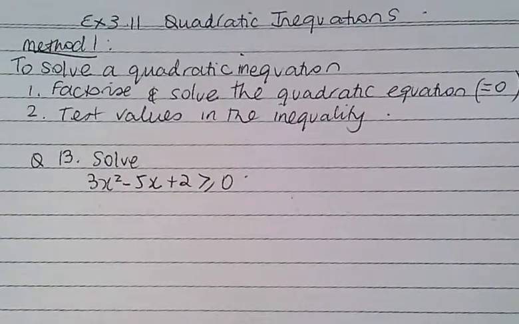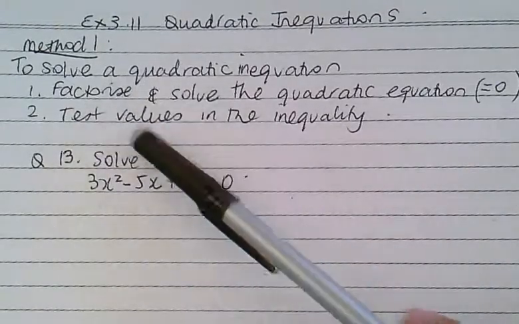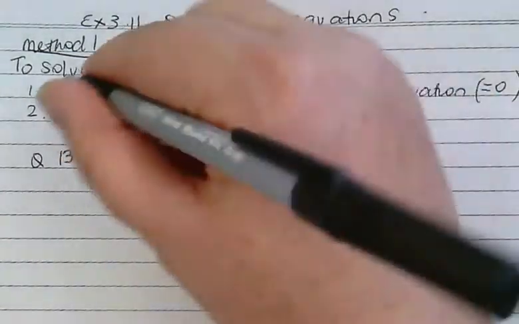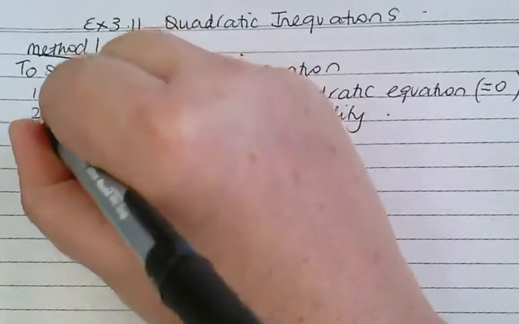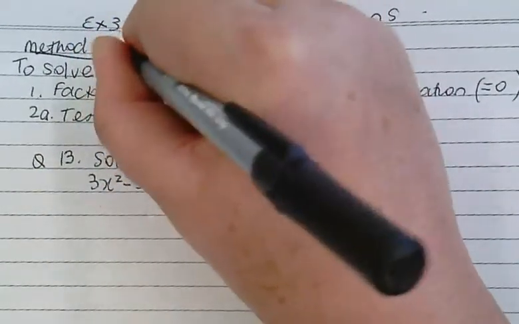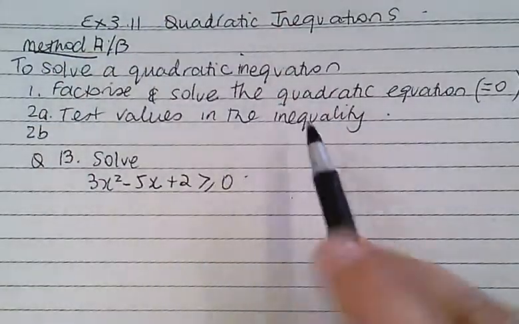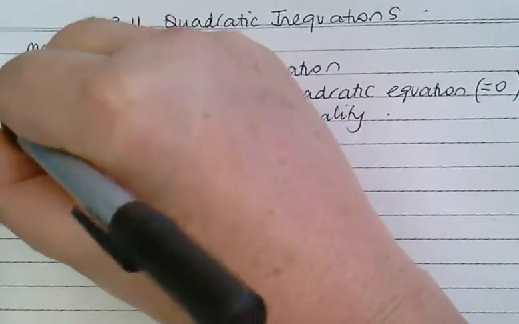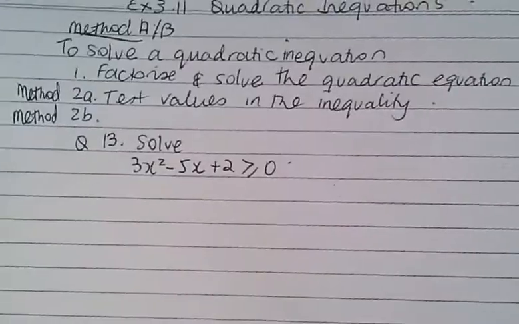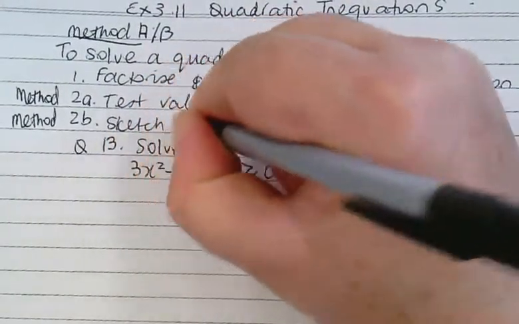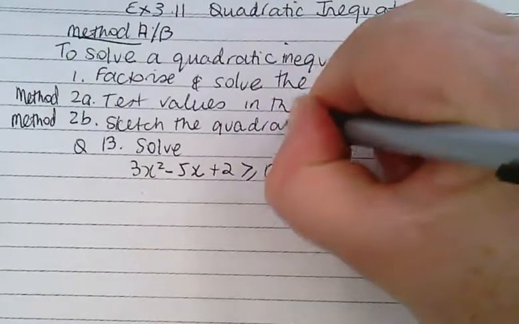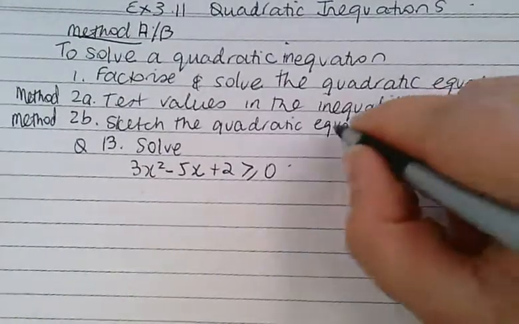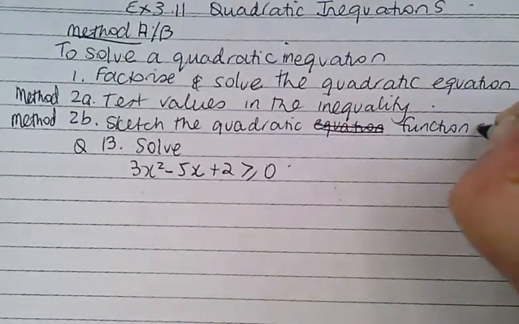The other method I'm going to show you, so that's method 1. Method 2, instead of testing values, we sketch the quadratic equation and you can see the answer straight away, all right? So method 1 is to do that, and I'm just going to call it method 2A and 2B. Method 2A will be to test values in the inequality, and method 2B will be to sketch the quadratic function and then read off the solution.